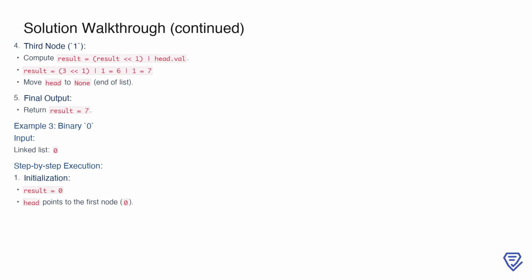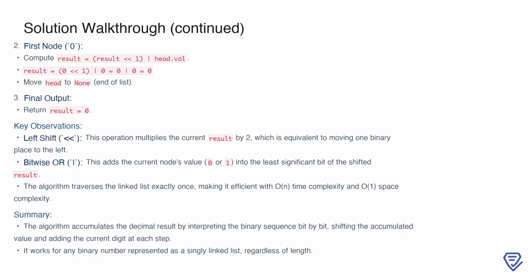In another example, consider the binary number 0, represented by a linked list with a single node containing 0. We initialize result to 0 and point head to the node containing 0. The computation for this single node is straightforward, result = (result << 1) | head.val, which evaluates to result = (0 << 1) | 0 = 0. The head pointer then moves to None, and the final output is result equals 0. For the single node linked list representing the binary 0, we saw that the computation results in result equals 0.